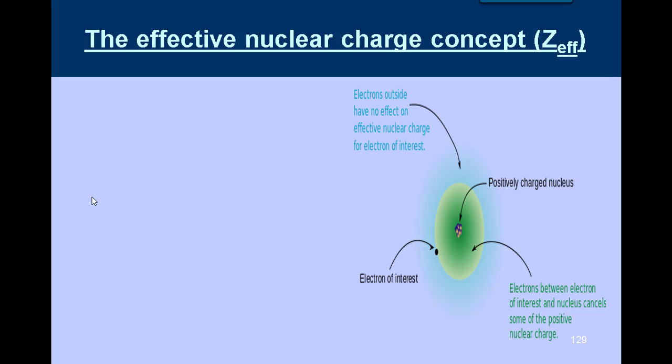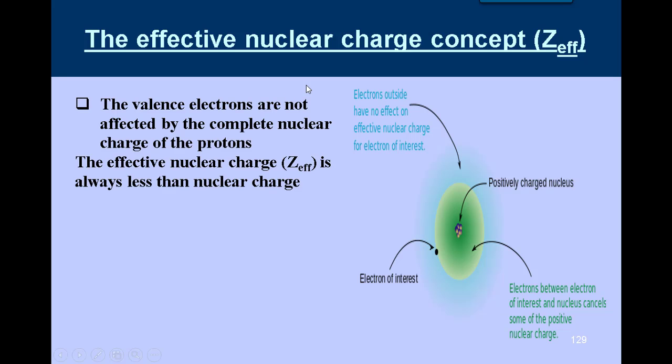Before knowing the trend of the atomic radius in the periodic table, let's discuss the effective nuclear charge. Of course, we have known that the nucleus has a positive charge and it strongly attracts the outermost electrons, or the valence electrons. But in fact, the valence electrons are not affected by the complete nuclear charge of the protons. There is something that reduces the effect of attraction of the nucleus to the valence electron.